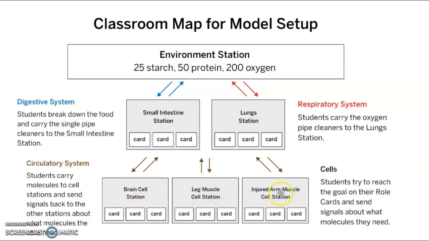So we'll have people at each one of these stations, and these guys will be transferring the molecules that are needed from the small intestines and the lungs to those cells to try to help them survive. So our goal is to try to get our person to survive.